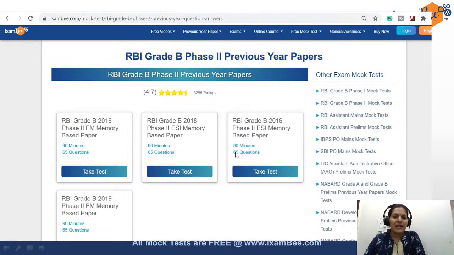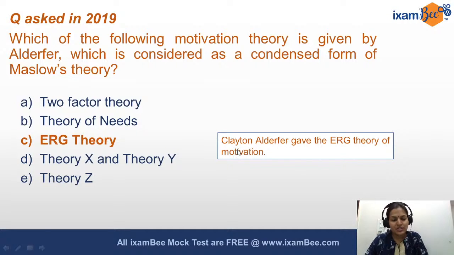So yes, management is easy. Some of you are writing in the chat also. It is easy and you can very easily score. So your 35 to 40 marks are going nowhere, right? All you have to do is read it once, twice, thrice, whichever, so many times. You have the time till the exam.